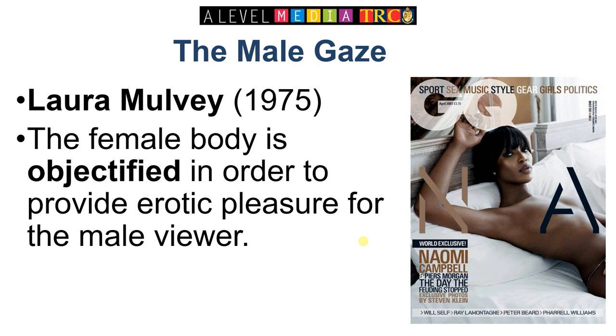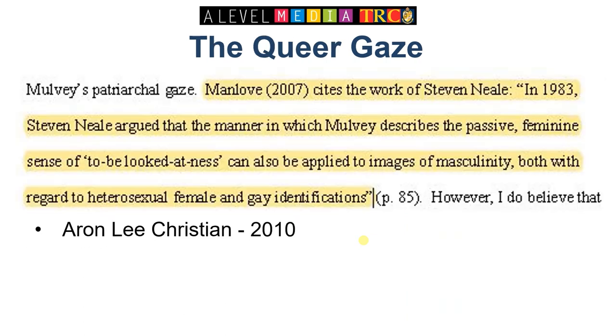So, we can have a male gaze, right? But can you have a female gaze? Now, this is debatable. Can you have a gay male gaze or queer gaze? Equally debatable. I found this quote in an essay by Aaron Lee Christian. We have to address the fact that the guy who's writing about queer theory is called Man Love. Sorry, but that is hilarious. Talk about nominative determinism.